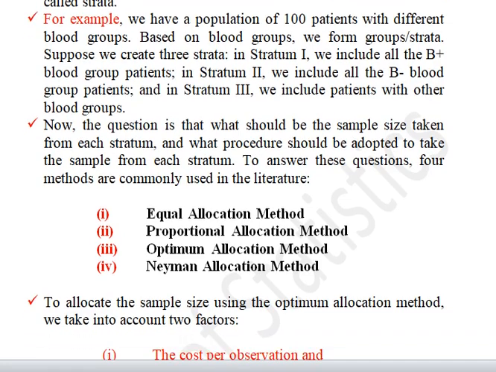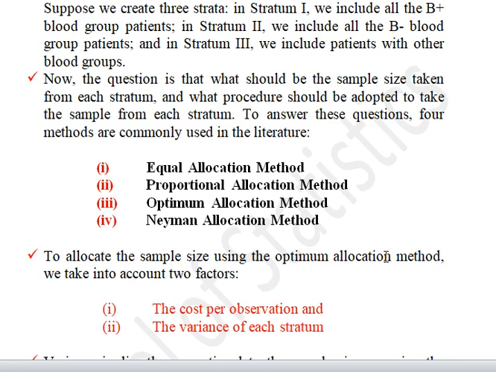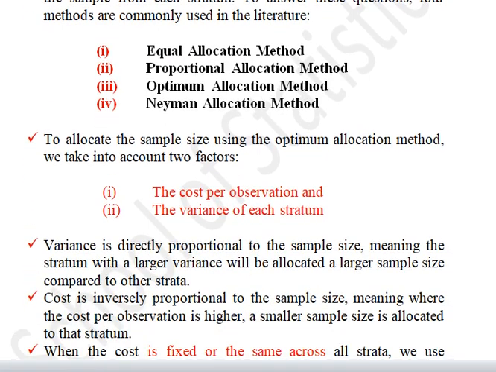To allocate the sample size using the optimum allocation method, we take into account 2 factors. Here we discuss only 2 methods, optimum allocation method and Neyman allocation method. The 2 factors are, number 1, the cost per observation, and the variance of each stratum.